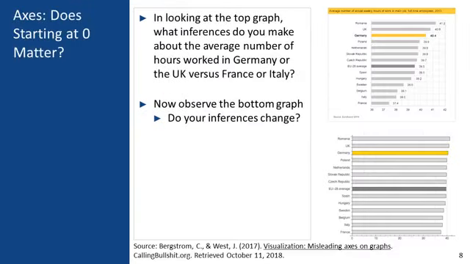Let's think a little bit more about the axes themselves. The first question, does starting at 0 matter? Look at the top graph carefully. This is a graph that shows the average number of weekly hours worked in one's main job by different countries. You can see that they are highlighting the number of hours worked, for example, in Germany, and comparing that to the number of hours worked in, say, Italy or France.